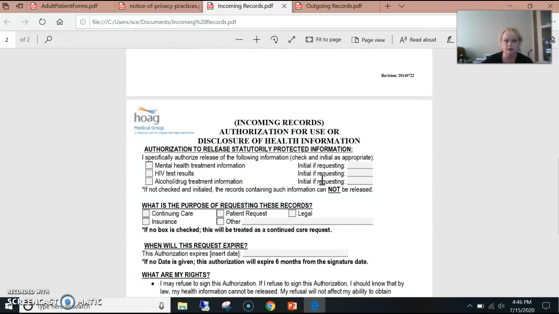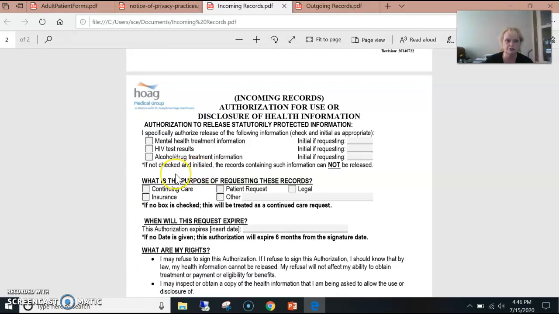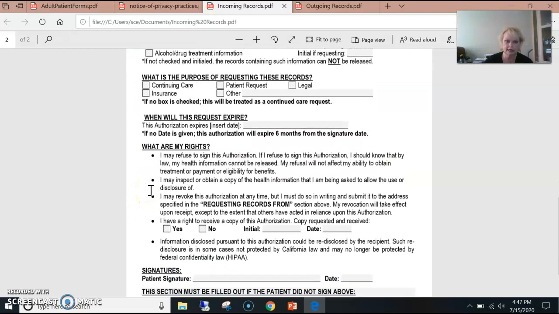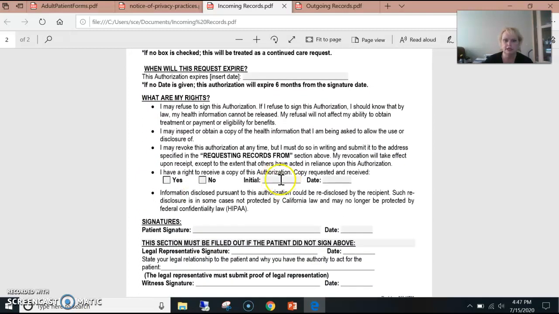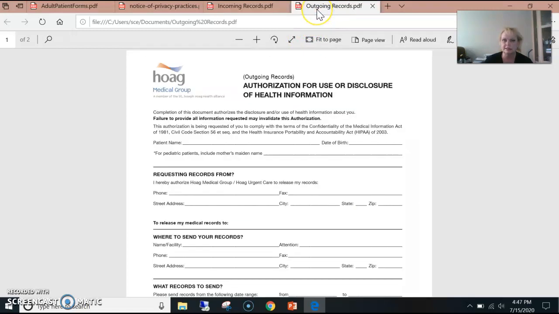And then here you would fill it out. Usually it's for continuing care. And then just have the patient initial, date, sign, date here, check no. They usually don't want a receipt. So the forms are identical. The only thing is, this one you're asking for incoming records. This one you're asking for outgoing records. So they're pretty much the same, but a little variation because of that.